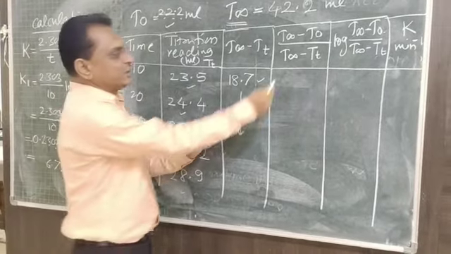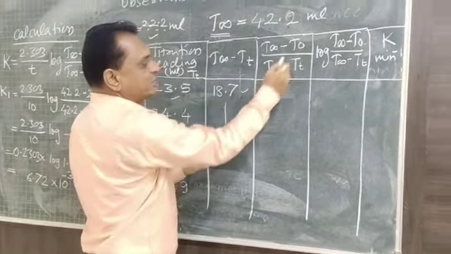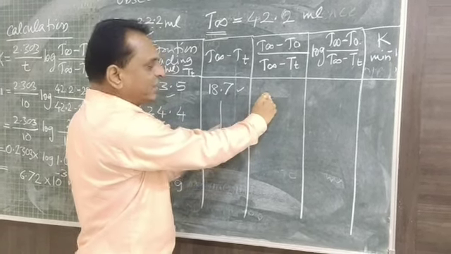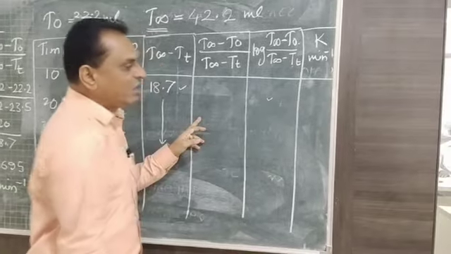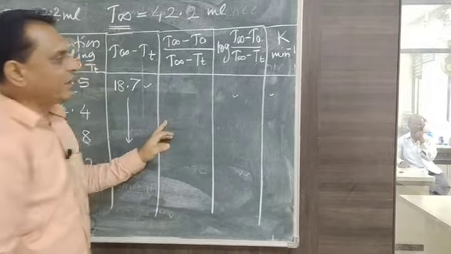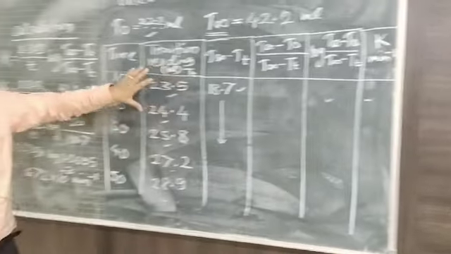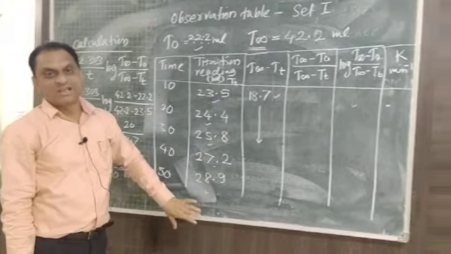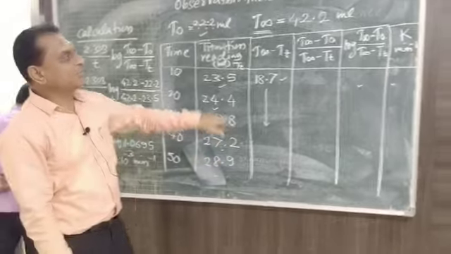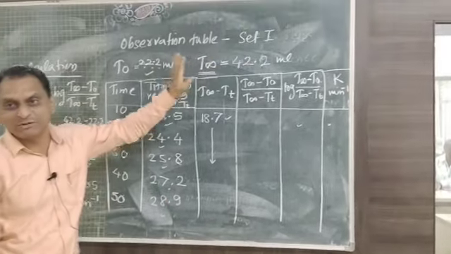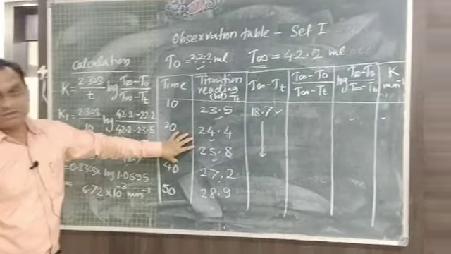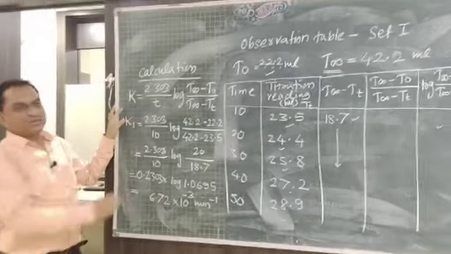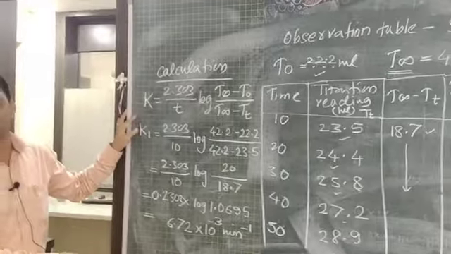Then go for the ratio as T infinity minus T0 divided by T infinity minus Tt. Once this ratio is obtained, take the log of this ratio and then find out the K value. So this is the representation of observations in a particular format. Similarly, you have to represent the observations for set 2 in the same format, and afterwards we have to go for a calculation.